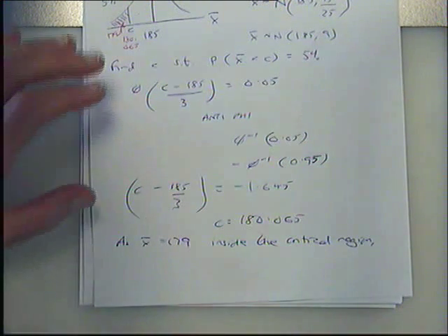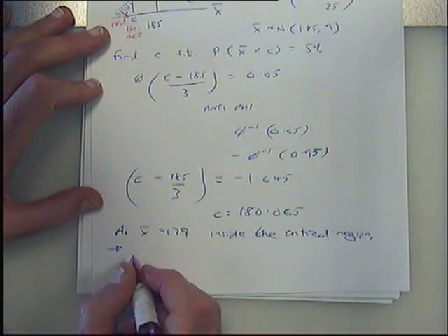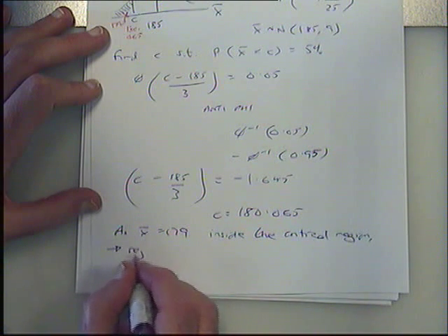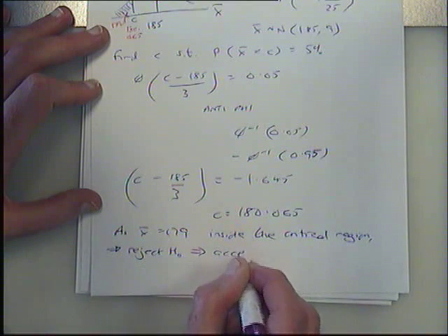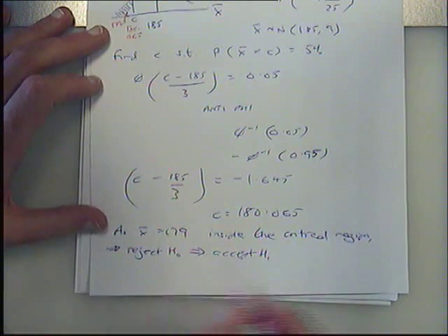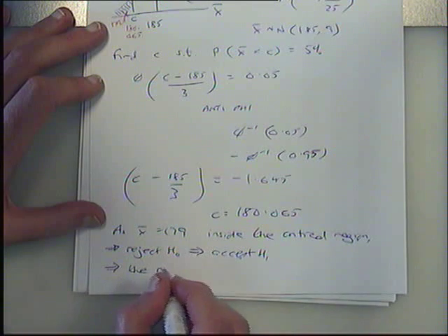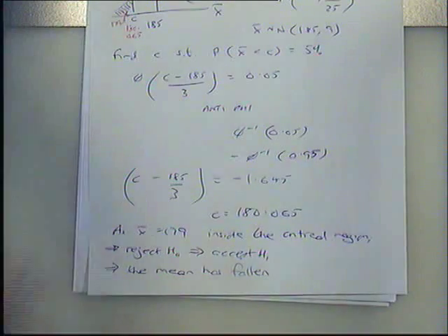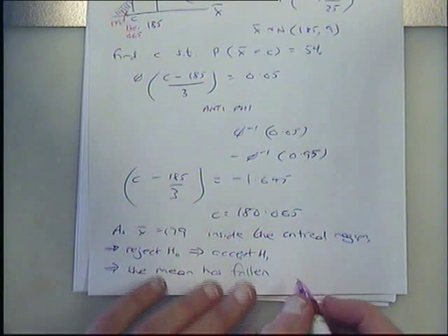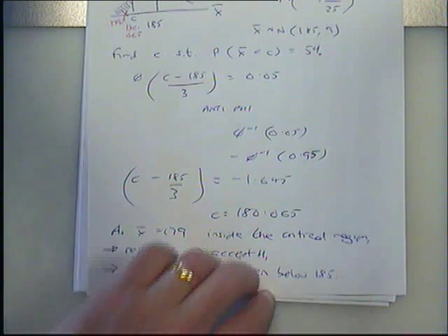what shall we do? Yeah. Reject the null, reject H naught, which leaves us no option but to accept H1. So that is, we have no option other than to accept the mean has fallen, because that was our option. These are binary tests, one thing or the other thing, nothing else. The mean had fallen below the 185. Okay.